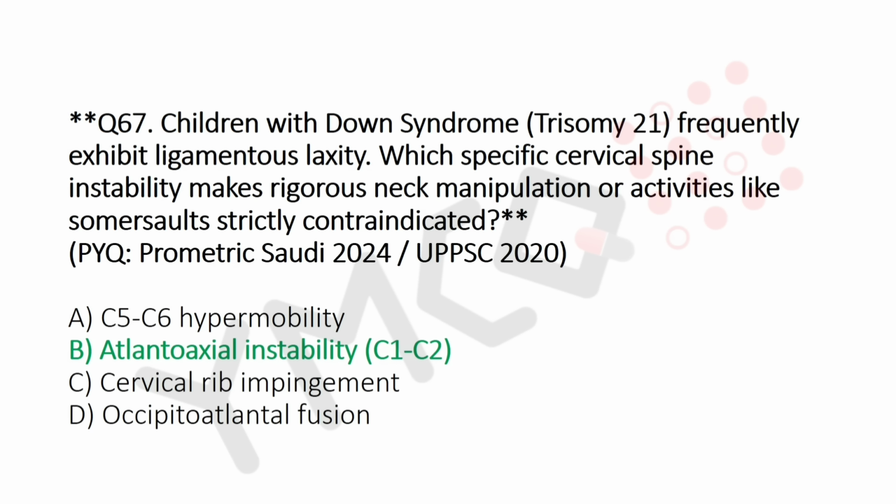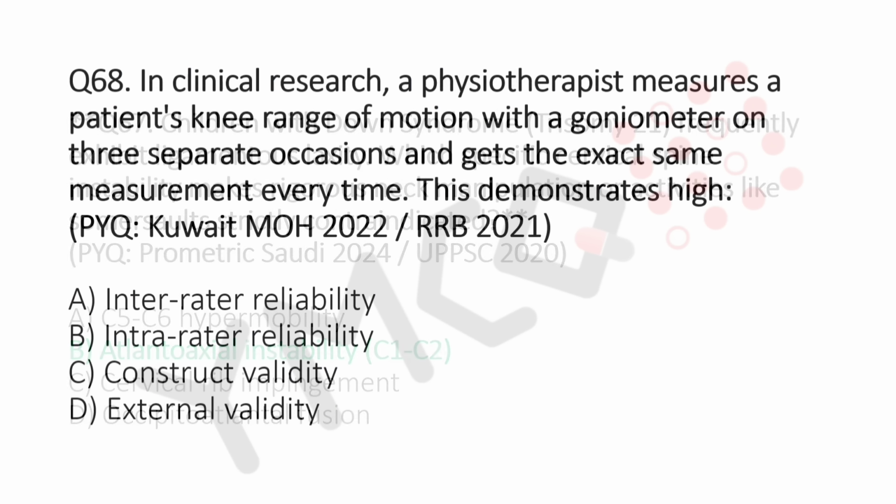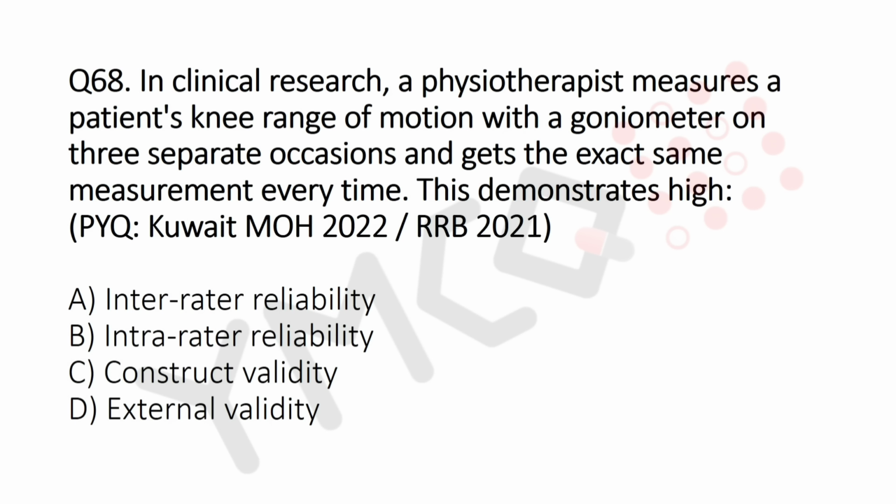Many children with Down syndrome have a dangerously loose transverse ligament in the upper neck, leading to atlantoaxial instability. A somersault can cause the vertebra to compress the spinal cord. Okay. Now let's move to question number 68. In clinical research, a physiotherapist measures a patient's knee range of motion with a goniometer on 3 separate occasions and gets the exact same measurement every time.